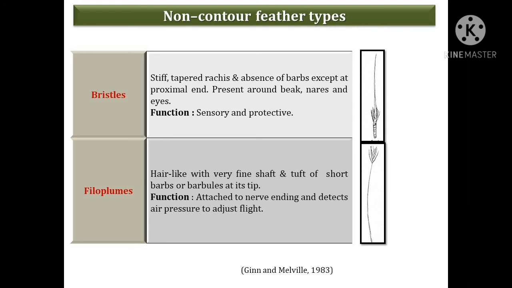protective. In case of filoplumes, these are hair-like feathers with a very fine shaft and a tuft of short barbs or barbules at the tip, and their main function is attachment to nerve endings and to detect air pressure to adjust the flight. So this is overall about the structure of typical feathers and different types of feather in case of avian species. Thank you very much.